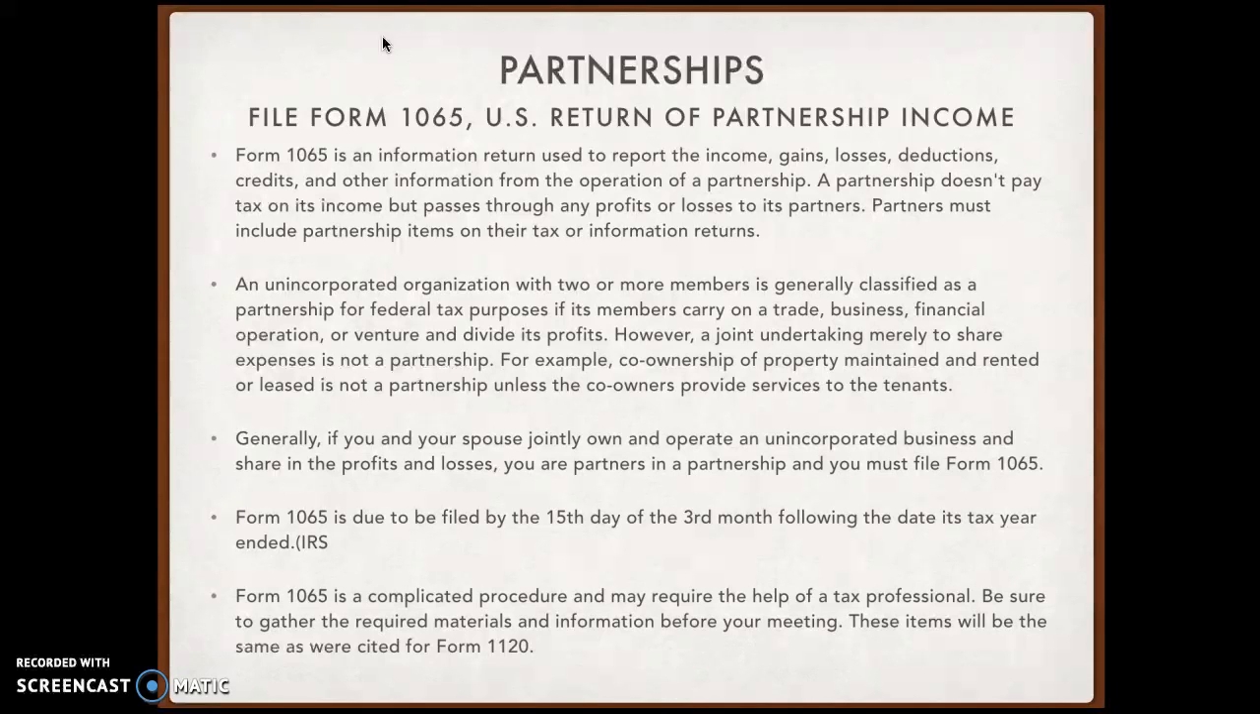Form 1065 is due to be filed by the 15th day of the 3rd month following the date its tax year ended. Form 1065 is a complicated procedure and may require the help of a tax professional. Be sure to gather the required materials and information before your meeting. These items will be the same as were cited for Form 1120.